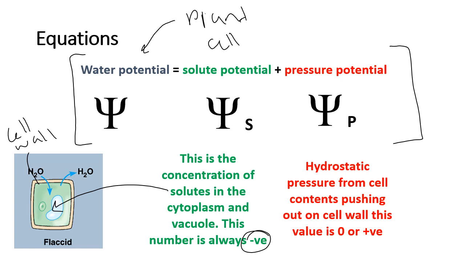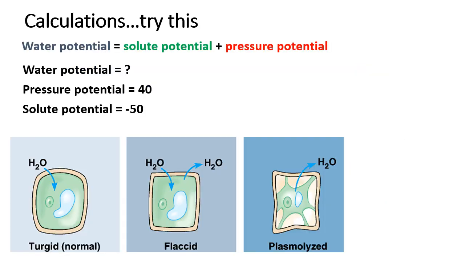The pressure potential is the hydrostatic pressure. So hydrostatic is basically water pressure from the cell contents pushing out on the cell wall. And this value is always 0 or positive. So here, the solute potential is going to be pulling water into the cell, but then the pressure potential is going to be pushing against that. And that's because the cytoplasm and the contents of the cell are pushing out on that cell wall.